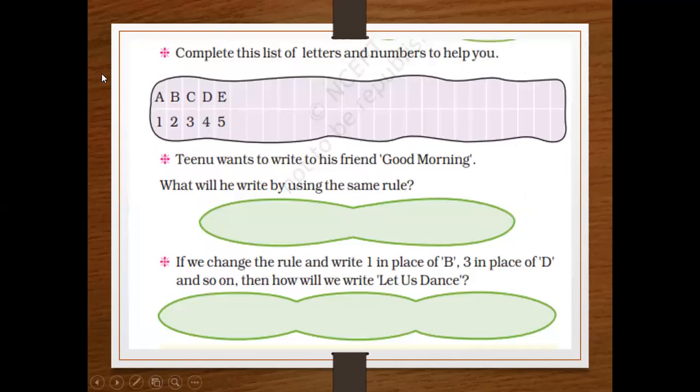Okay, what are the questions we are going to discuss here? First question, I just wrote: complete the list of alphabets with numbers. A, B, C, D, numbers. That is the first question, giving numbers. Second one, they are asking the code for good morning. What is the code for good morning?